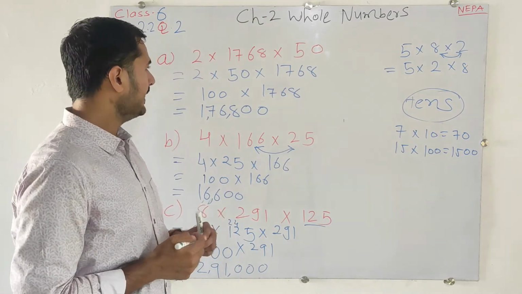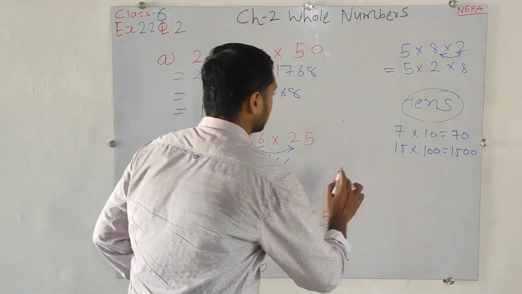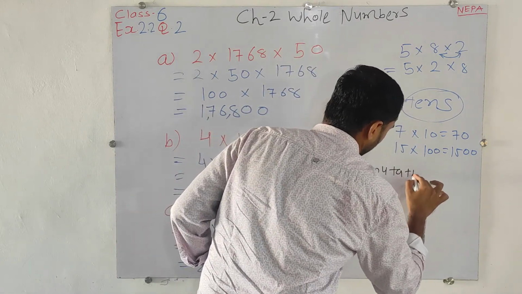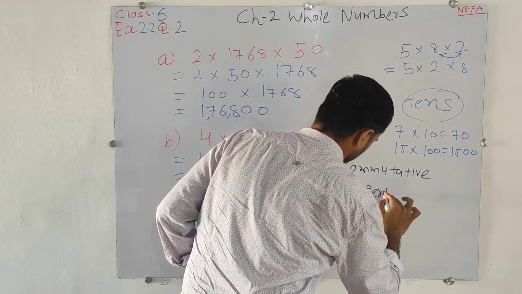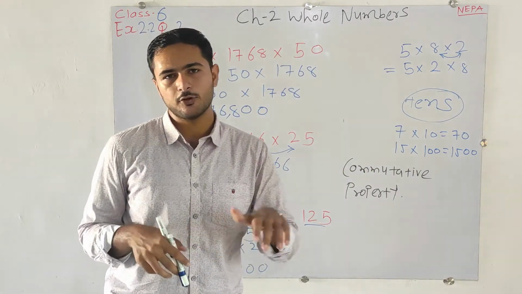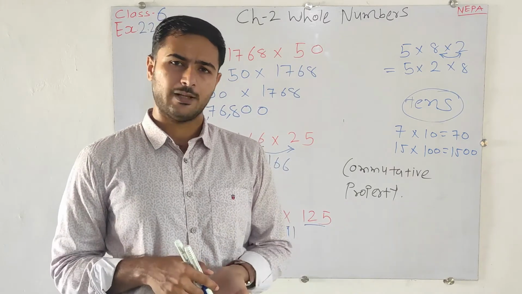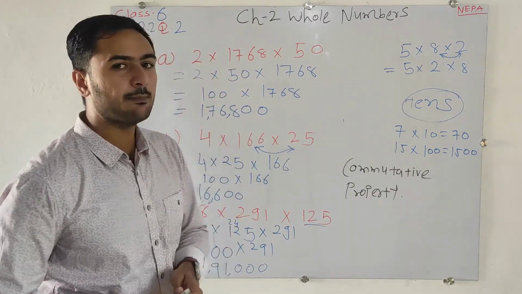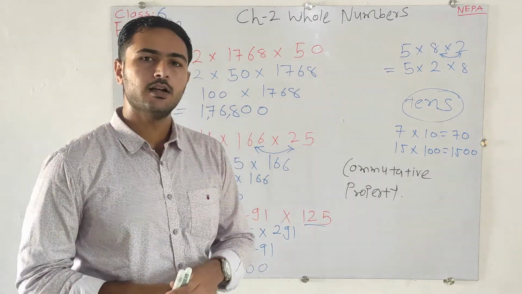2,91,000. Here, in each and every question we used the commutative property for the multiplication. The properties can be used for addition, multiplication, division, and subtraction, for all the operations, but here we use it for the multiplication. Hope you understood properly. Just pause the video and note it down.